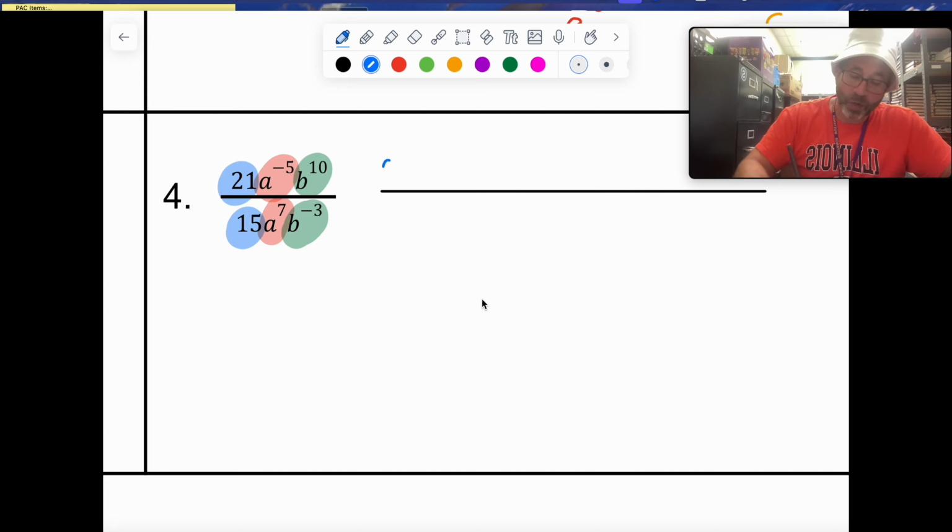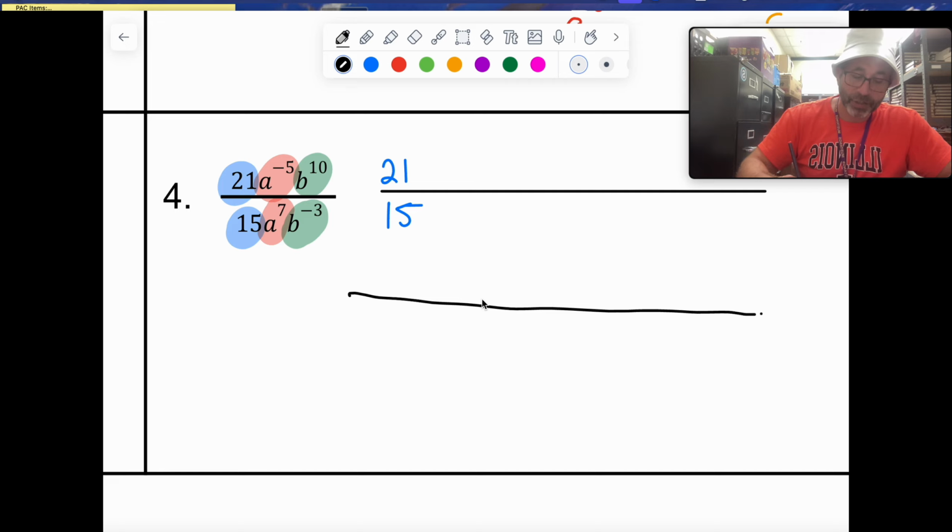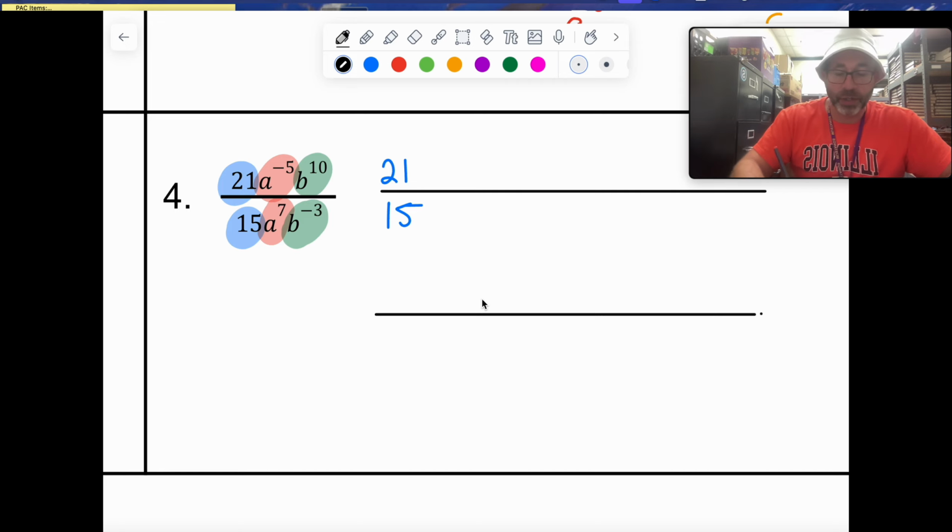So 21 over 15, okay? That's a fraction. When we put this into our calculator, we can reduce it. You guys should know how to use decimals at this point. If we divide by 3, divided by 3, we're going to get 7 over 5 for the reduced fraction there.